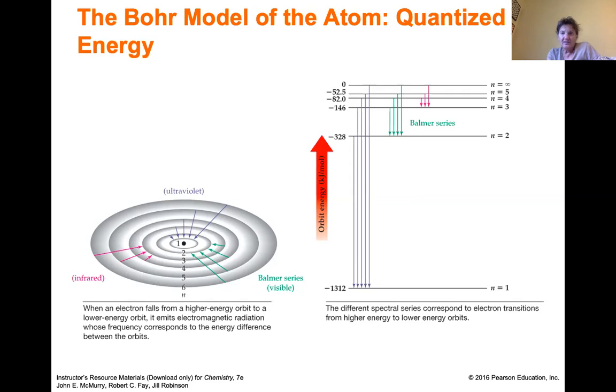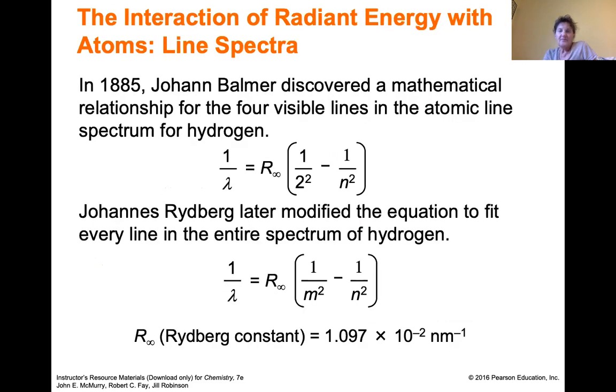And so this, on the right-hand side, it's showing you that more in a different visual way, that you have the ground state where n equals 1, and then n equals 2, n equals 3, 4, and each of those lines represents a different set of m's and n's, which will give you a different wavelength of light with different energy.